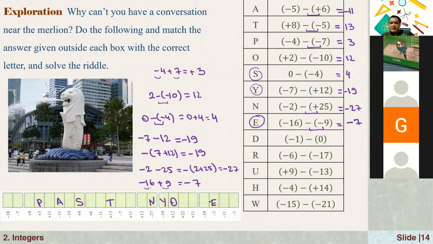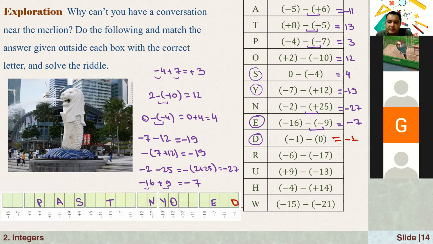Günel, can you do the next question? Günel Muradova, negative 1 minus 0. What is it? It is minus 1, right? Because minus 1 minus 0 is just minus 1. Okay, so do we have minus 1 here? Minus 1 is here. So that is D.